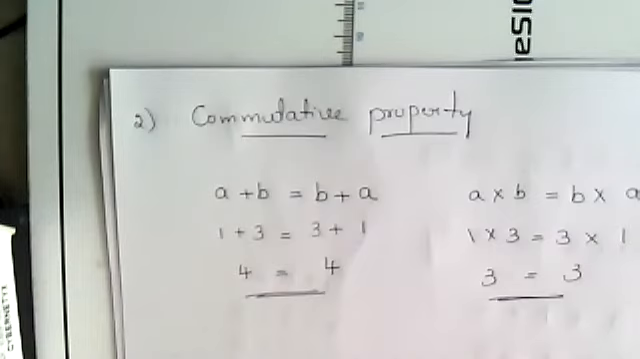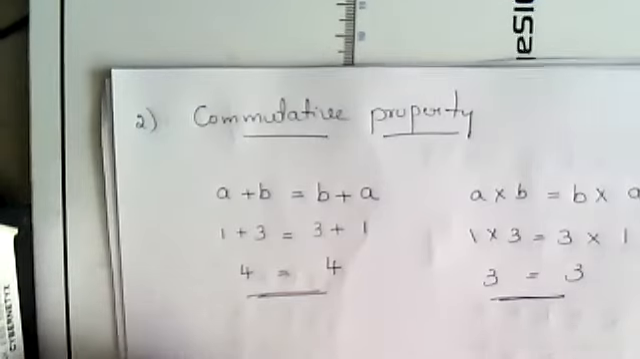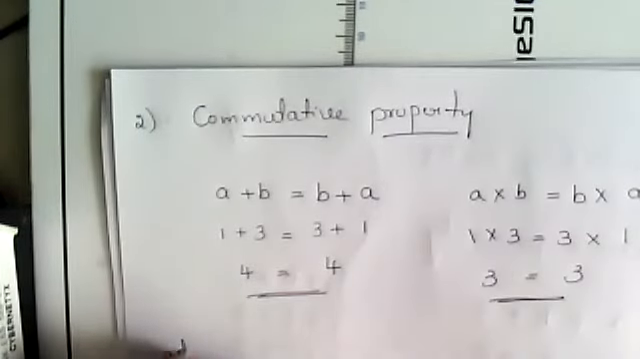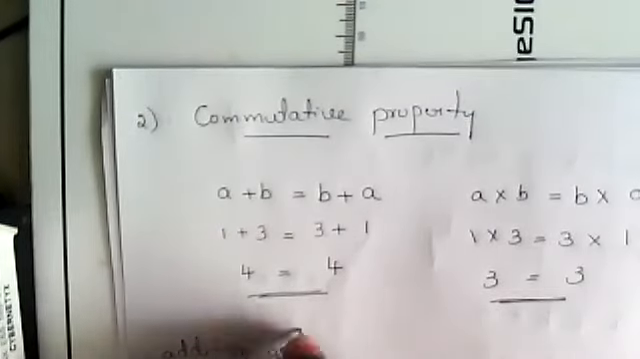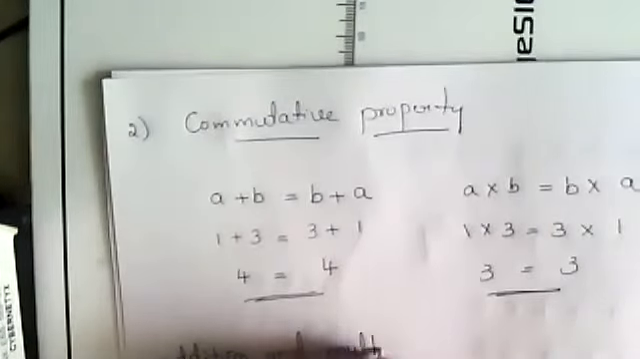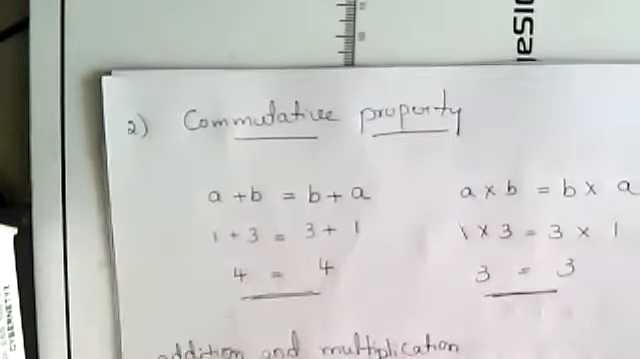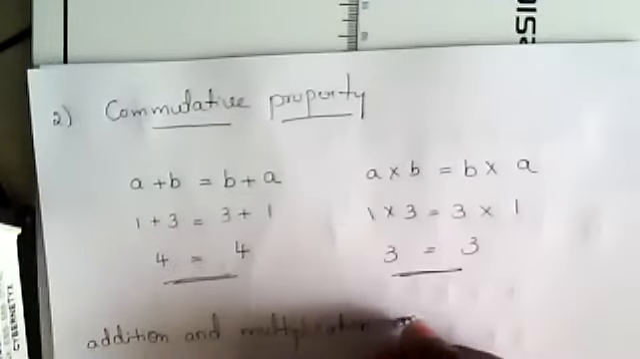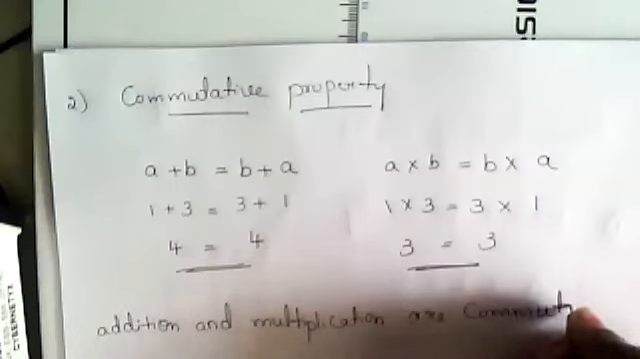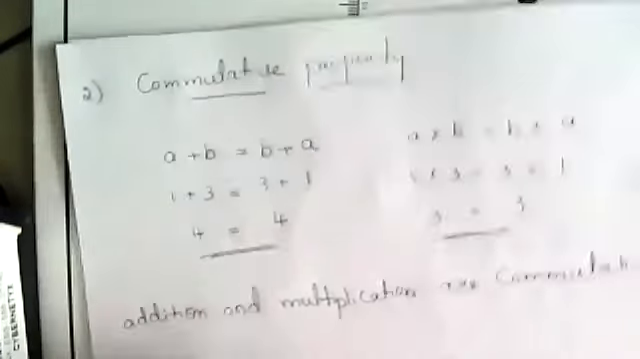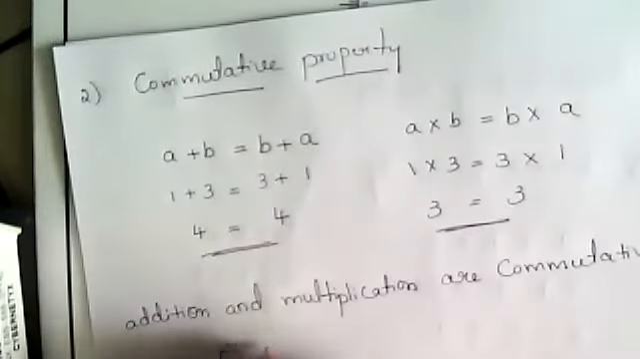We can say that multiplication is commutative for whole numbers. We can say that addition and multiplication are commutative for whole numbers.